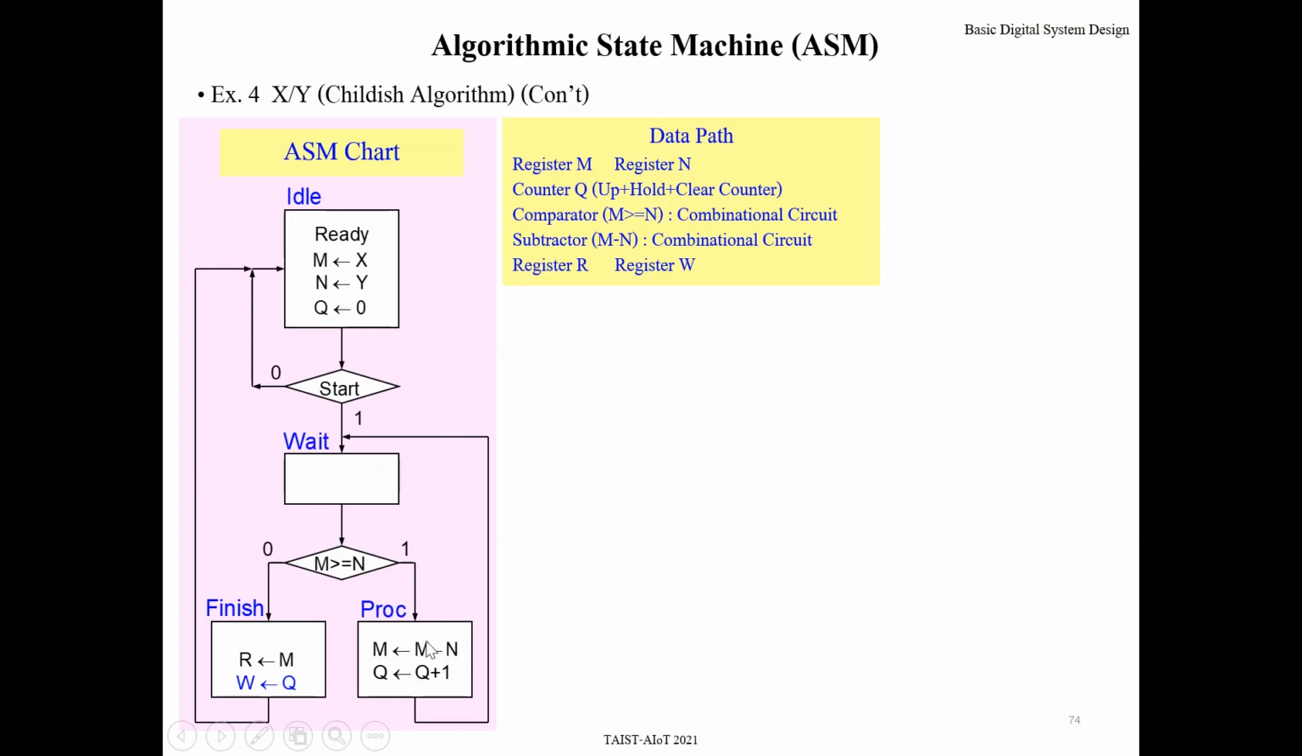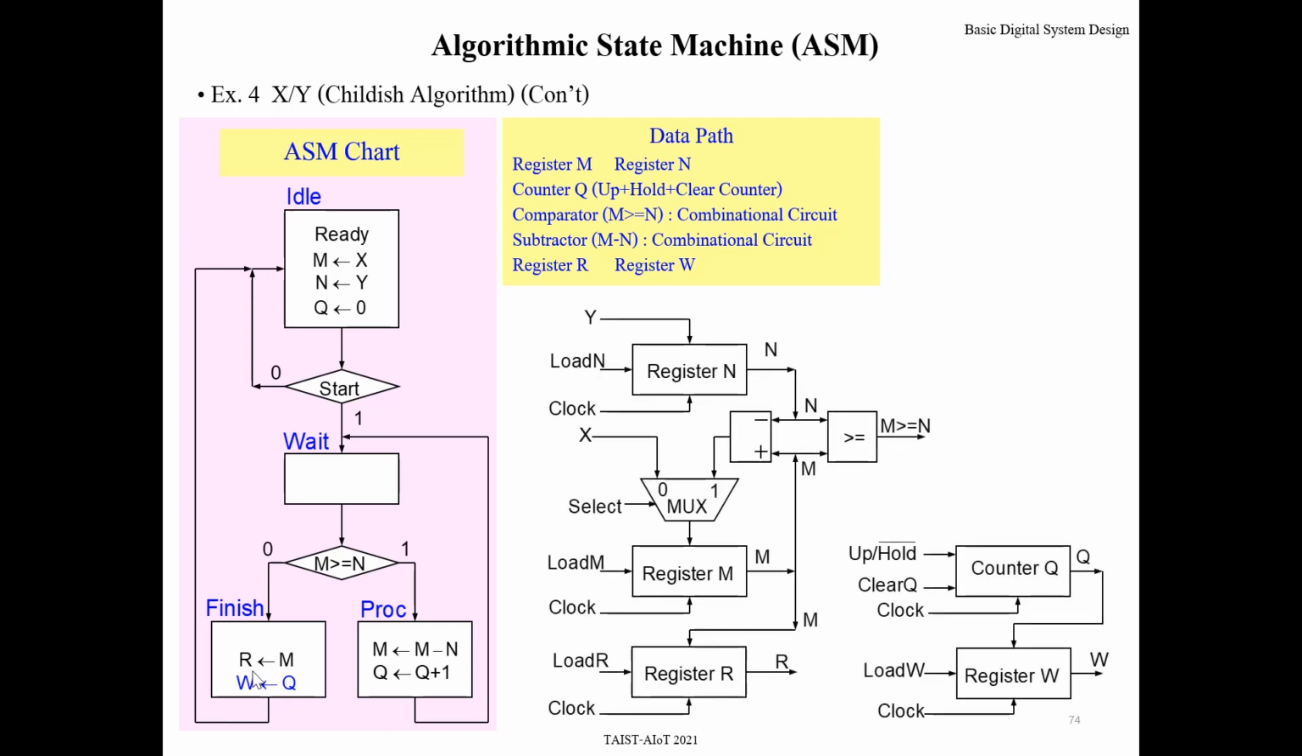Subtractor also you use it, right? M minus n. This one also combinatorial circuit. Okay, and R and W also register. So now from this, you can write down the data part. Okay, data part or data unit.